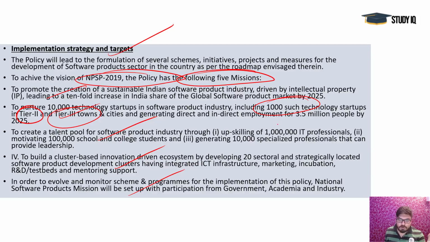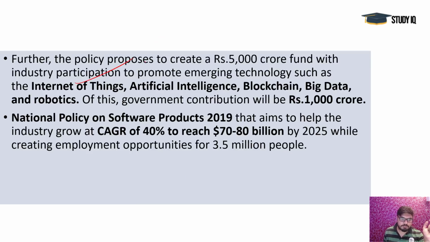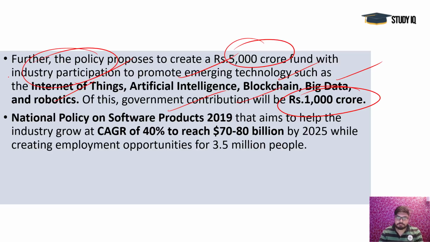And skilling of more than 10 lakh IT professionals, generating 10,000 specialized professionals, and 1 lakh school and college students will be motivated here. So it's a huge phenomenon, and it's for the total software industry. You see, India has lakhs of engineers, but they are unemployed today. So this can be a great boost. And the Internet of Things, artificial intelligence, blockchain technology, big data, and robotics, the latest fields, will be focused on here. And 1000 crore rupees of government contribution would be direct here, and additionally a 5000 crore rupees fund would come from industry participation. That is an additional one, but the main fund is the 1500 crore rupees fund.